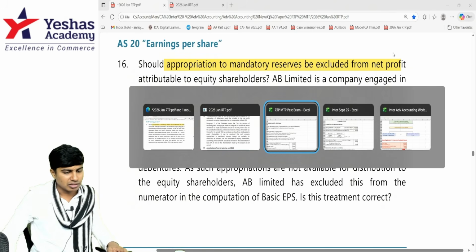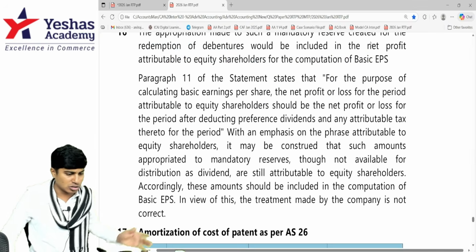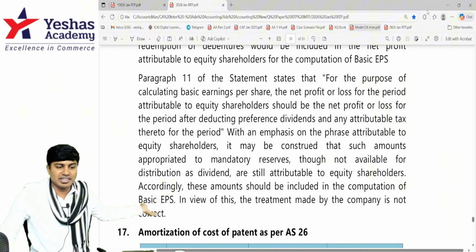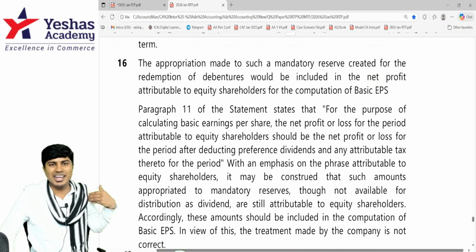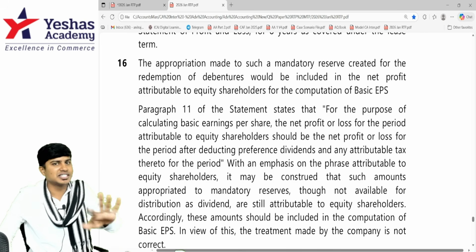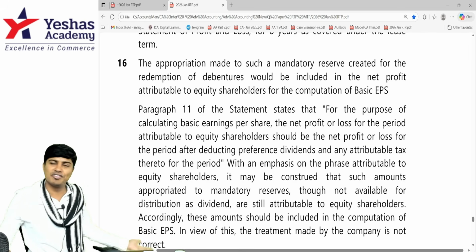The same answer will be given here in the material also. You can read this later. I will not be adding the link of this file in the description because this can be downloaded from the ICAI website only.